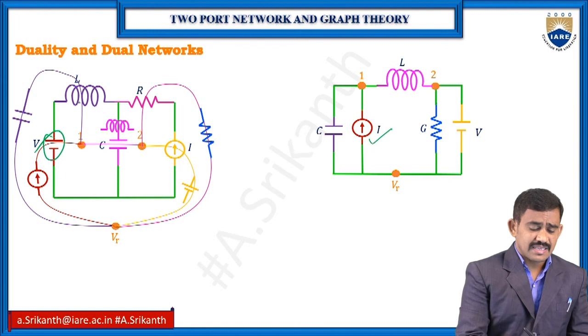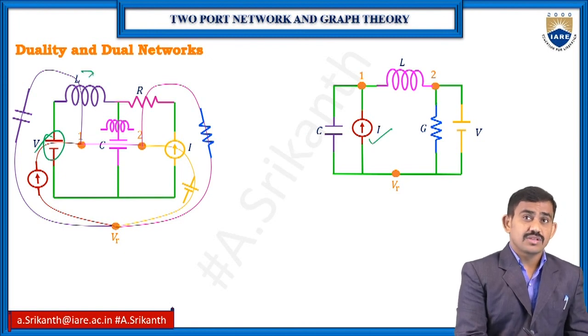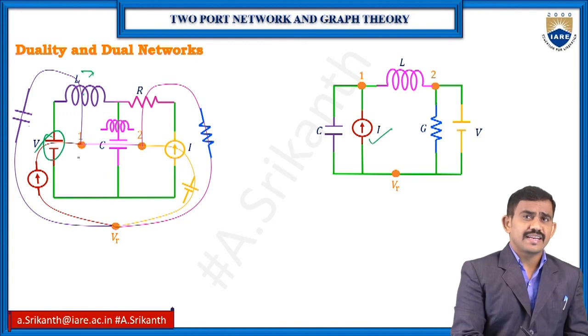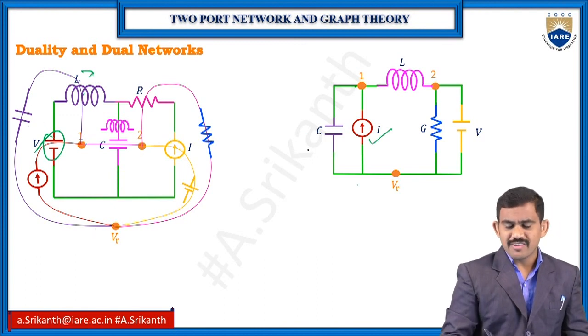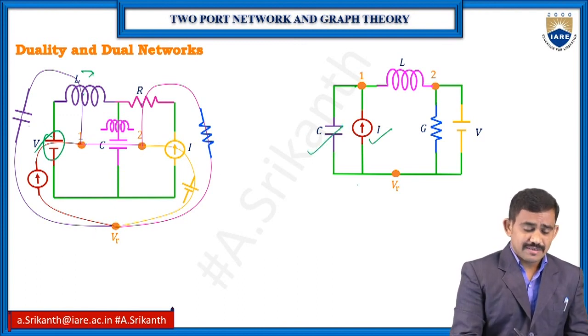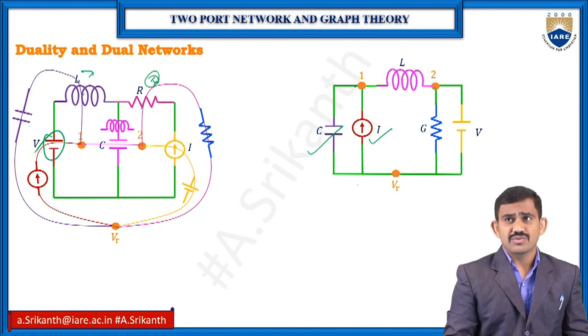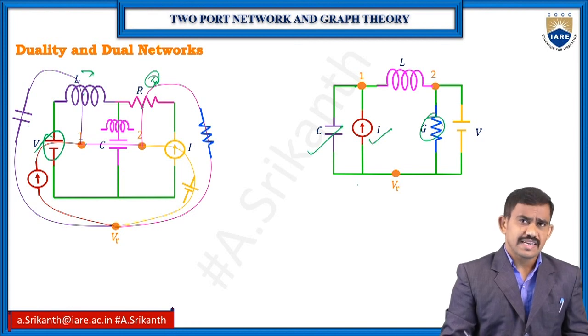Now coming to the inductor, only one current I have, that is the I1 current. So the inductor is converted to a capacitor between 1 and the reference node. Coming to the resistor, we have the I2 current, which means only one current I have. So the resistor, between node 2 and the reference node, is converted to a G conductance.